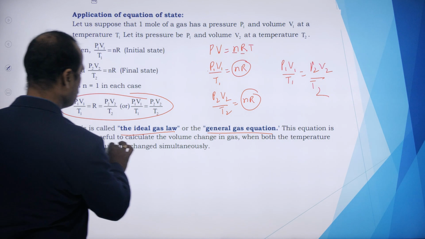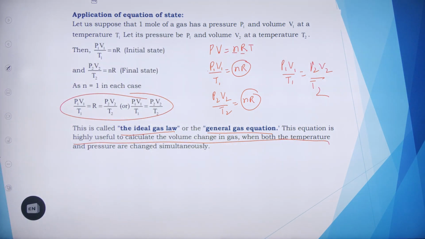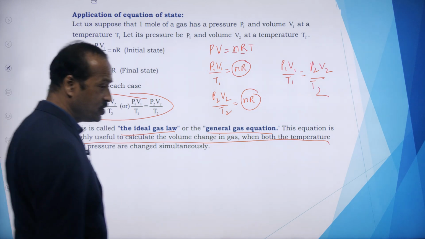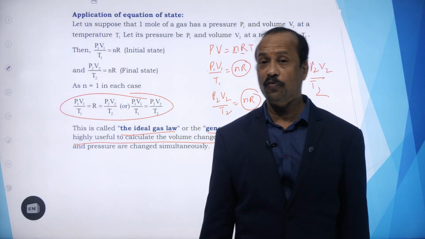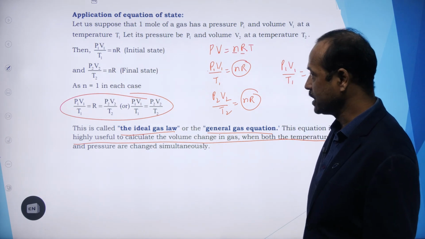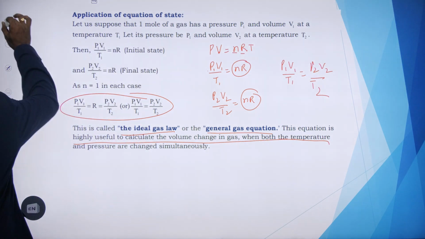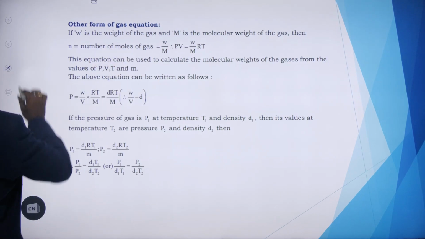This equation is highly useful to calculate the volume change in a gas when both the temperature and pressure are changed simultaneously. So when there is a change in the temperature and pressure, if you want to find the volume of any gas, we can find it by using this equation. Clear to you? So that is about this one. Similarly, we can write it in different forms also.